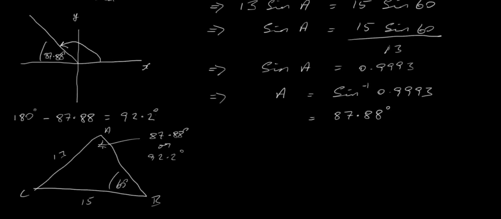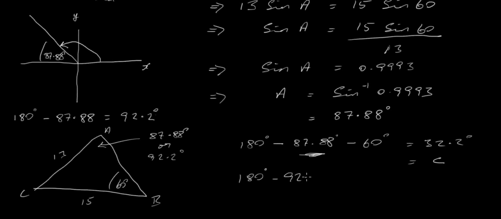So if this here was 87.88 degrees, what you have to do is take 180 degrees, subtract 87.88 degrees, and also subtract the 60 degrees, and that will give you 32.2 degrees. So this will be my angle C if A is this here. Now if A is 92.2 degrees, then I do exactly the same thing again. I take 180 degrees, subtract 92.2 degrees, and also subtract the 60 degrees, and that will give me an angle of 27.8 degrees. So that could also be C if A was this here. So you get two different answers for A, and you can get two different answers for C as well.